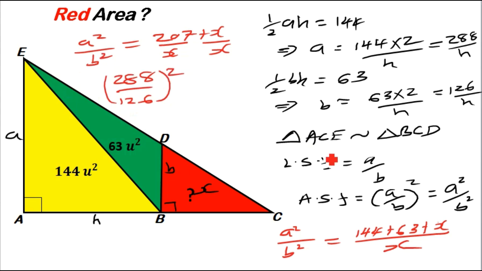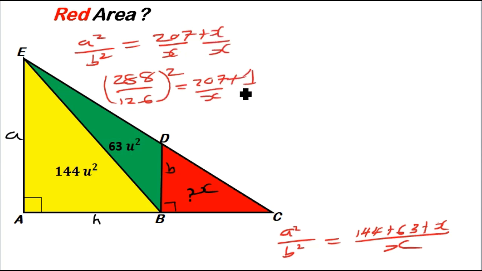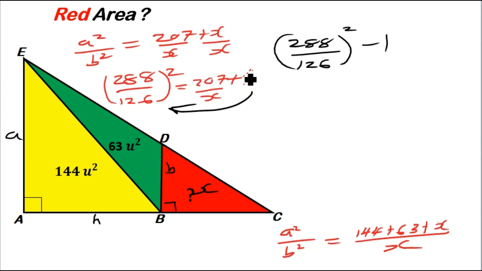A squared over B squared is the same as A over B all squared. Remember, H cancels out with H on A over B. So that is equivalent to 207 over X plus X over X, which is 1. So if you take 1 to the other side, we will have 288 over 126 squared minus 1 equivalent to 207 over X.